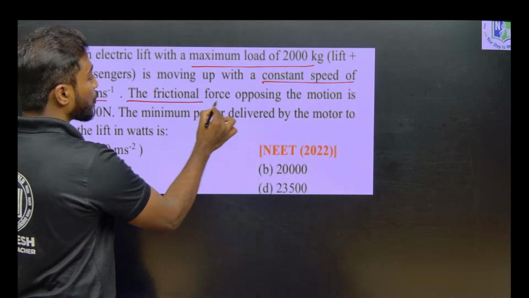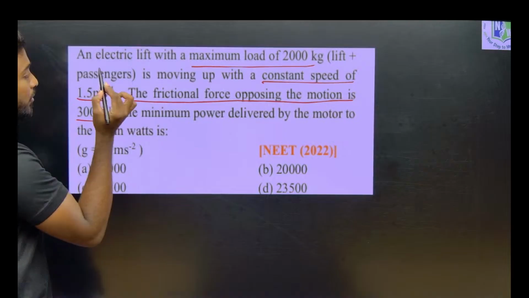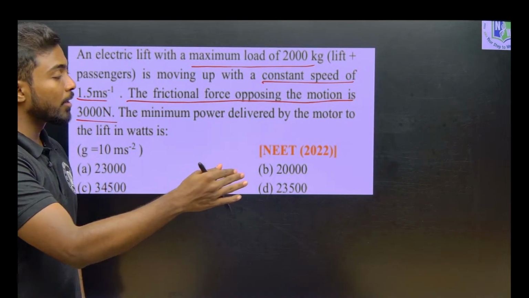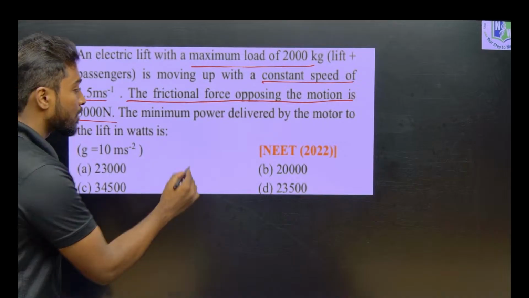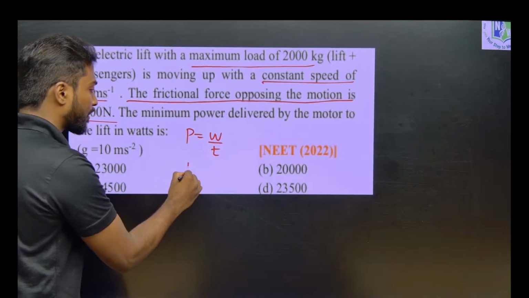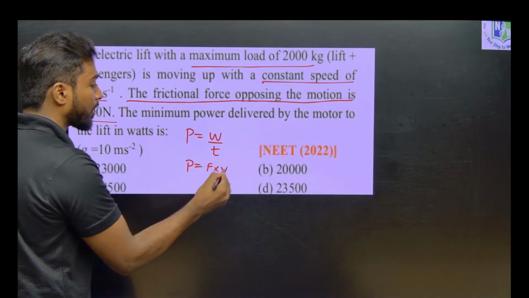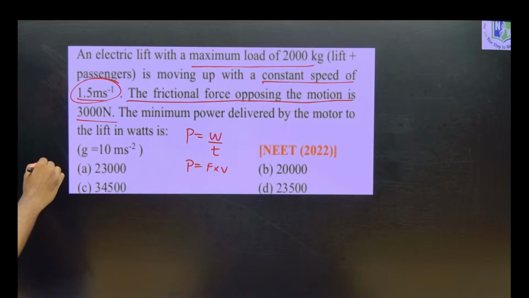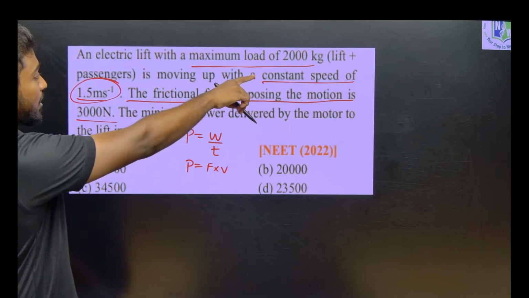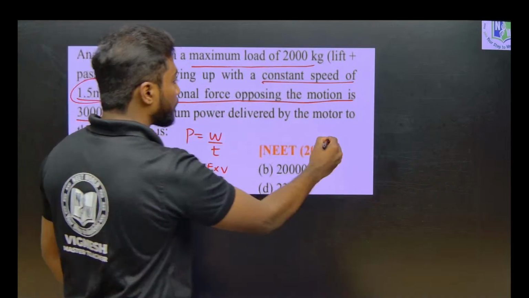A frictional force opposing the motion is 3000 Newton, okay, 3000 Newton. The minimum power delivered, okay, minimum power delivered. So power formula, work by time, or else I can write power equals force into velocity. So velocity is given. What about the force? Force I can find, no, 2000 kg. So 2000, total force I will write here.